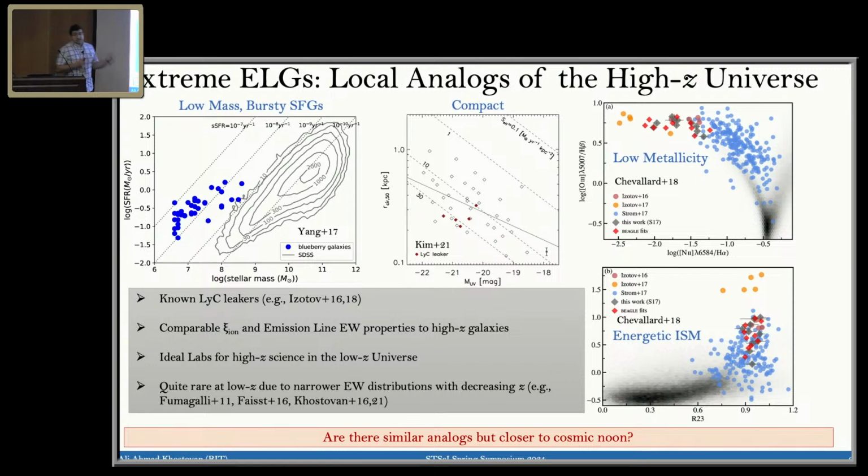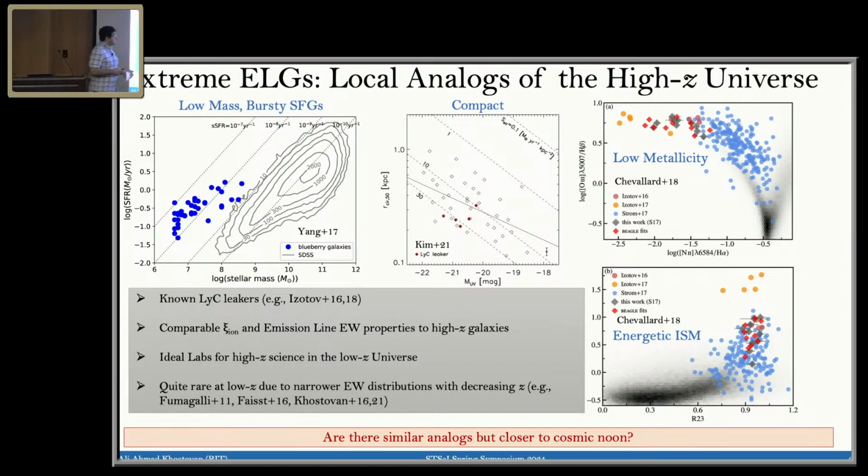And people have been studying these types of extreme emission line galaxies for quite some time at low redshift, where we're primarily finding that they are low mass and quite bursty. So this is for blueberry galaxies, which are a subset of extreme emission line galaxies. They typically lie well above the main sequence and are also quite compact in rest frame UV and optical sizes. Couple that with their elevated star formation rates, and it implies that their star formation rate surface densities are also quite high. They are also quite low in metallicity and have energetic ISMs.